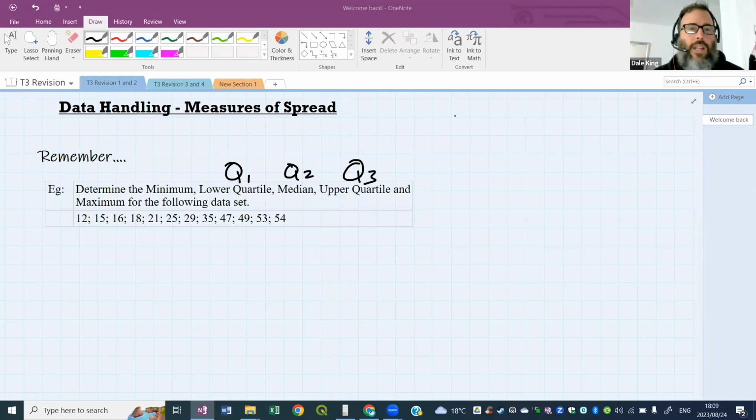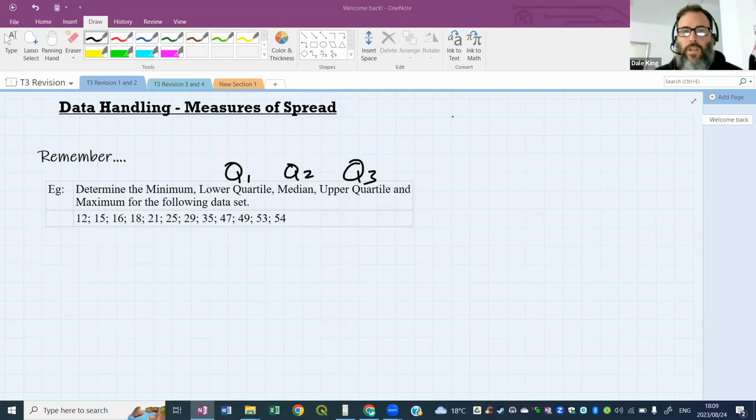So I need you guys to work out for this data set the minimum, the lower quartile, the median, which is very easy, the upper quartile, and the maximum. And we're going to go over this example once you guys have tried it yourself. But matrics should know this now. They should know how to do this.